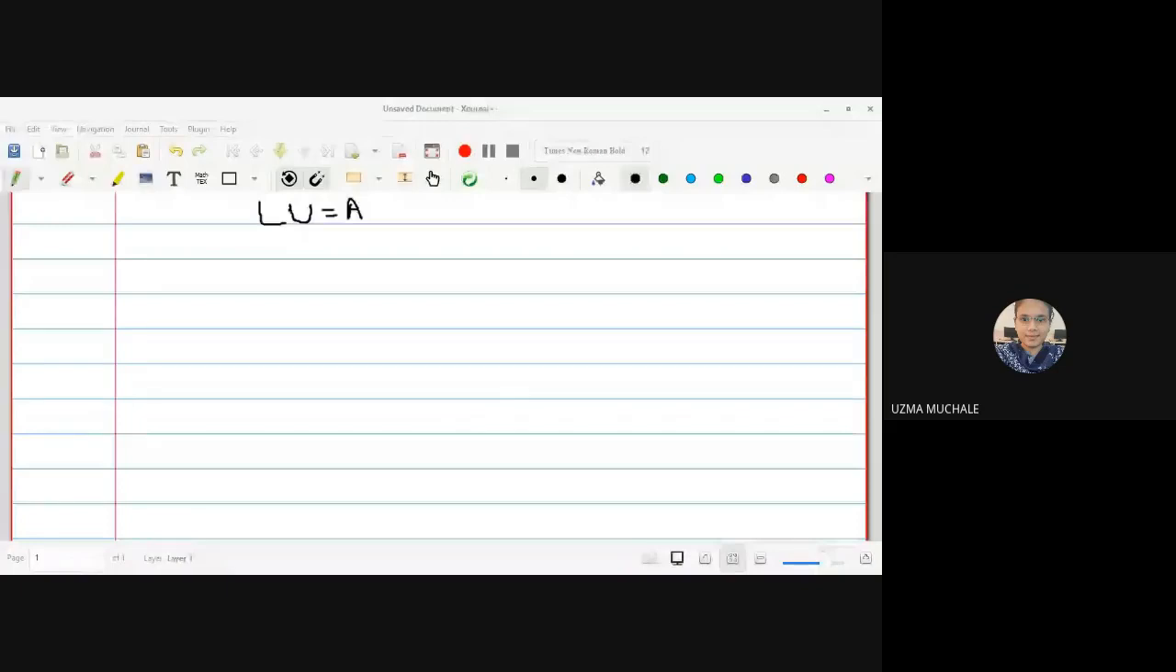Okay, in the LU decomposition method, is the value of x 117 upon 71? Yes, did everyone get this same answer? 117/71. Yes, ma'am.